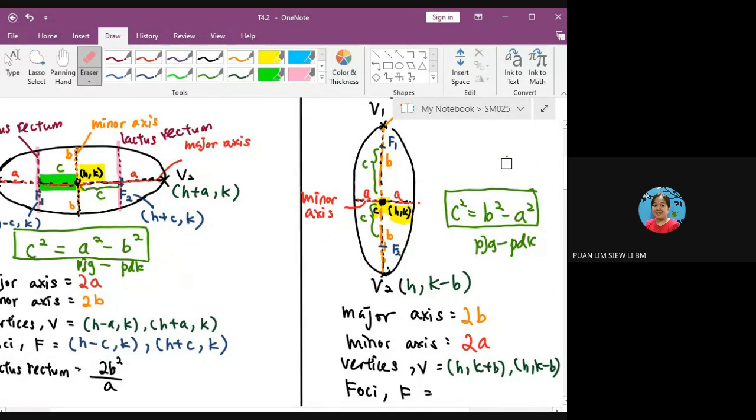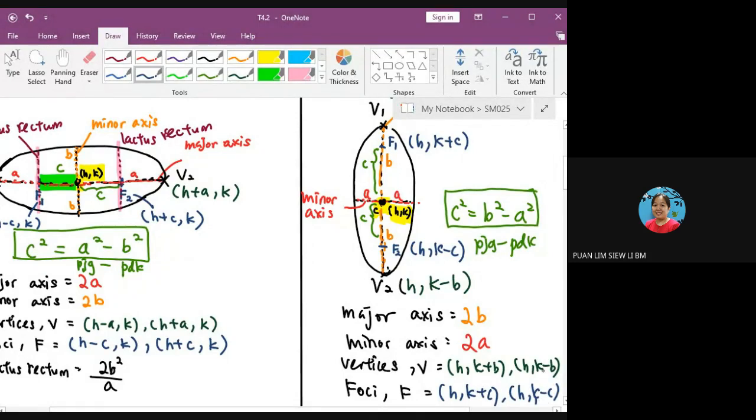Tak banyak benda yang fikir. So chapter yang ellipse dengan parabola, just thinking by logic. If you can get the logic, you just think out the answer. You don't need to memorize. So for focal, how to get the coordinate of this focal? So H tak berubah, koordinat X tak berubah. Bila you anjak ke atas, bermaksud koordinat Y ni akan tambah C. Kalau nak turun, so koordinat Y ni akan tolak C. H, K plus C, H, K minus C.